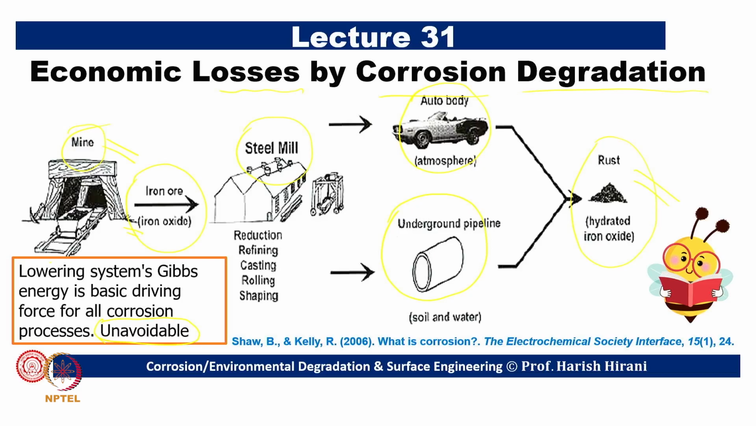Now, why are we saying this? Because we know that the system's Gibbs energy is basically the driving force behind all corrosion processes. If the Gibbs energy is on the higher side, that is, there is high energy, the possibility of corrosion will increase significantly. And that is why we can say corrosion cannot be avoided, but it can be lingered, or postponed, so that instead of 5 years it takes 10 years, 15 years or something like that.